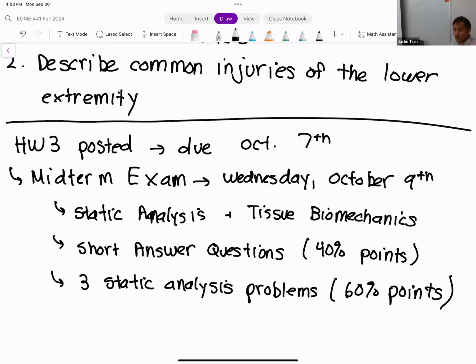We're going to cover 3 different areas of the body. So you can probably expect 1 static analysis problem from the upper extremity, 1 from the lower extremity, and then 1 from the spine, which is what we'll cover Wednesday and next Monday.